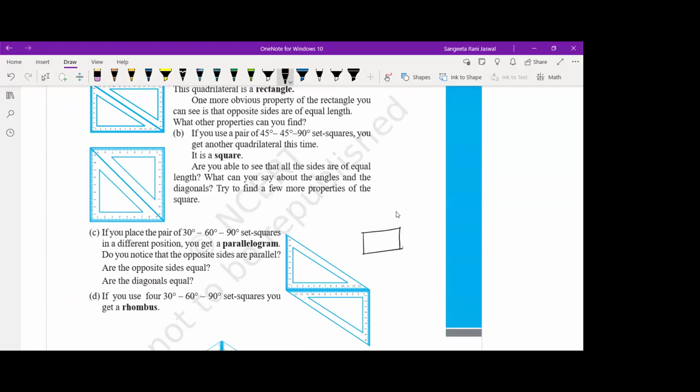It can be a rectangle. It can be a square. It can be a parallelogram. It can be a trapezium. It can be a rhombus. Right? It can even be a kite. Okay. So, quadrilateral is that figure which is made by four line segments.